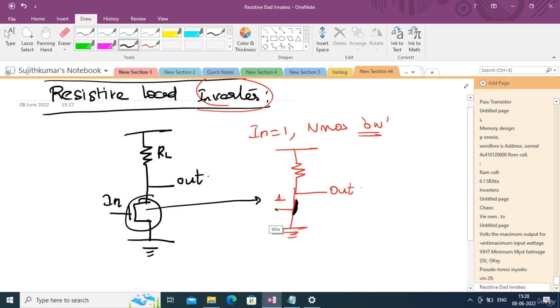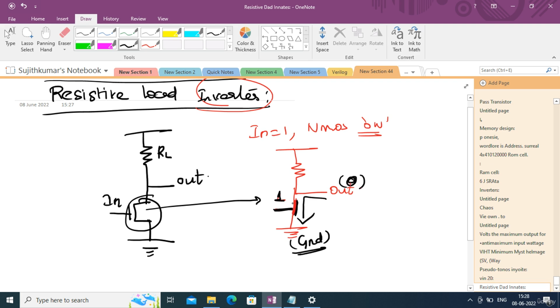The NMOS transistor can be replaced by a short circuit whenever the input is 1. Because of this short, the output will be pulled down to 0. It will be pulled down to the ground. The ground means 0 only, right? So the output will be 0 whenever you apply 1 to the NMOS.